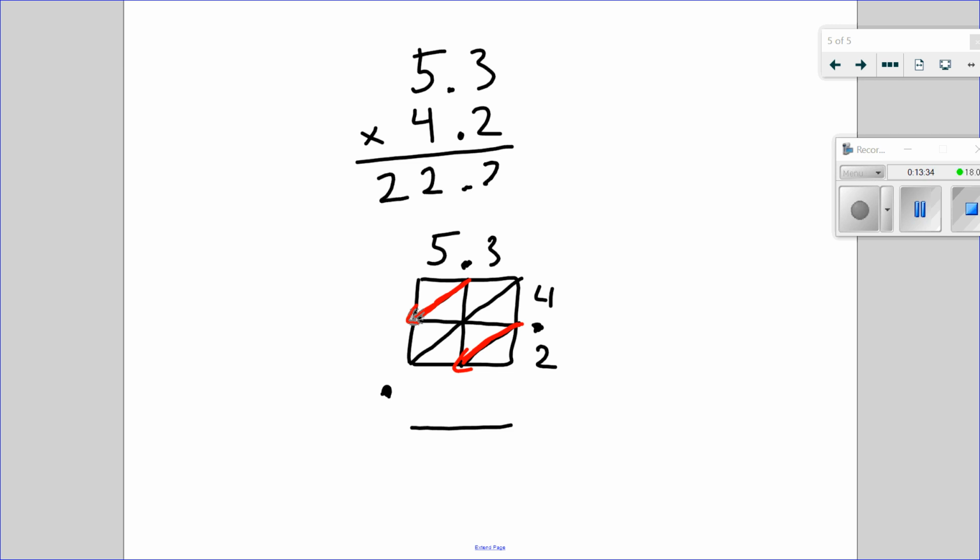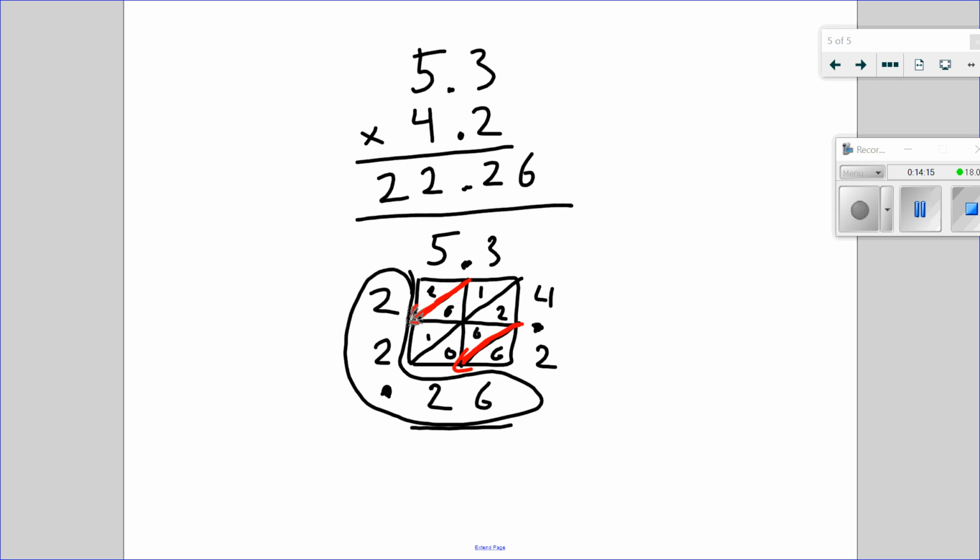3 times 2, 0 tens, 6 ones. 3 times 4, 1 10, 2 ones. 5 times 4, 2 tens, 0 ones. And 5 times 2, 1 10, 0 ones. Add them up along the diagonals, same as we've been doing. Got our 6, got our 2, got our 2, got our 2. Again, following it around, we see 22 and 26 hundredths.